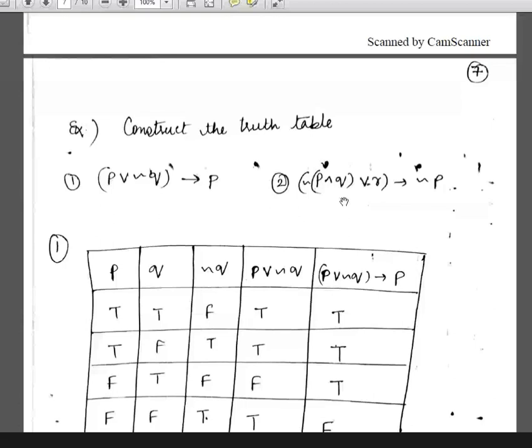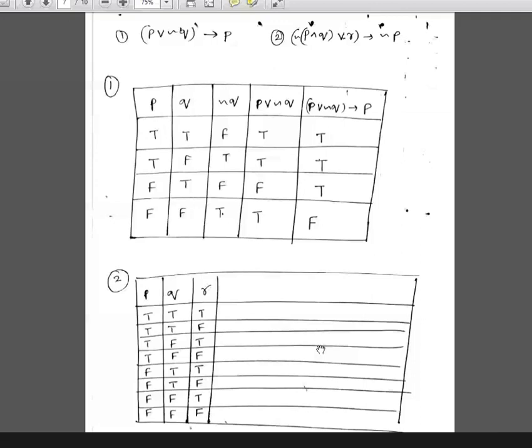So what is it? This is negation: first the bracket, then negation P conjunction Q, then close the bracket, disjunction R. Then implies negation P. This is the question. Now, what is the truth table for this? This is the truth table. You can look at the screen. This is the truth table for three variables, and you have to find the final answer.